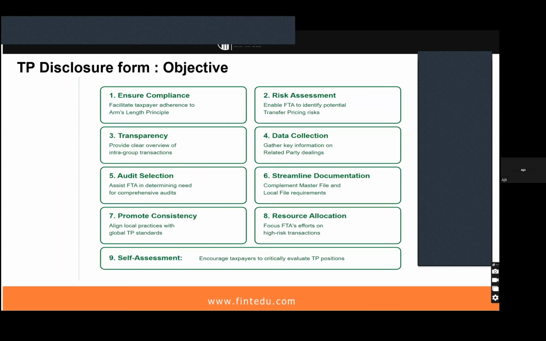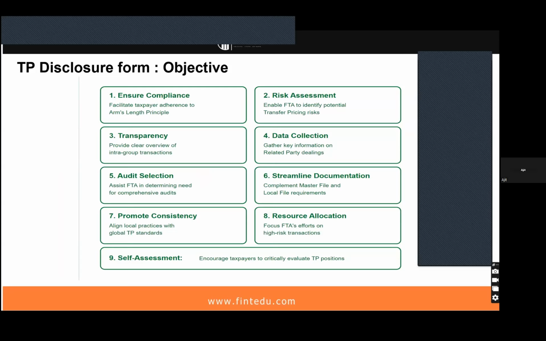The moment we fill all the details correctly, it ensures the disclosure of the related party transactions and ensures consistency with the local file and master file also. So this is a very, very important form to ensure that all your related party transactions are disclosed in the form appropriately and accurately, and the arm's length analysis is also to be done before we submit this form.